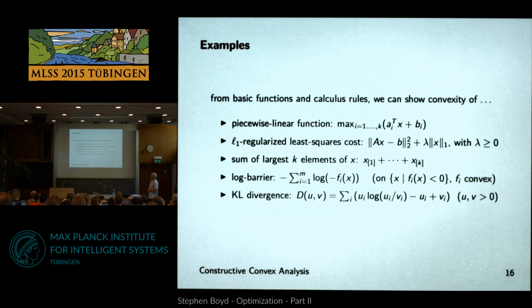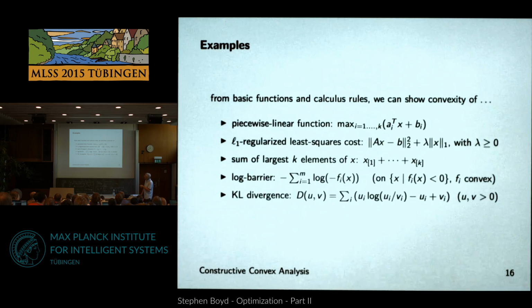Here's one. How about the lasso, or L1 regularized least squares cost, right? So we have a variable x. We have Ax minus b, and we take the sum of the squares of that. So that's your classical regression, quadratic regression loss function or whatever. That is convex, and there are many ways to see it. One way would be to write this out as x transpose A transpose A x, and then observe that A transpose A is positive semi-definite.